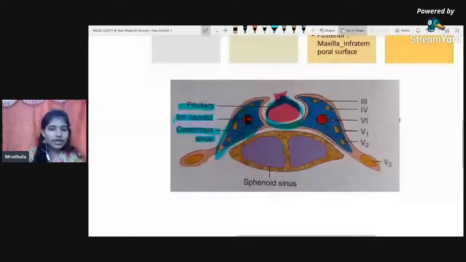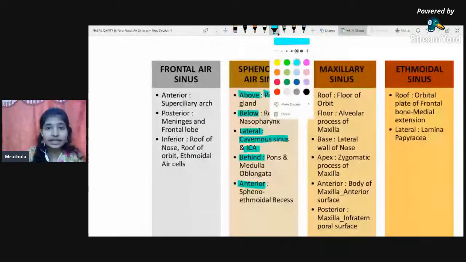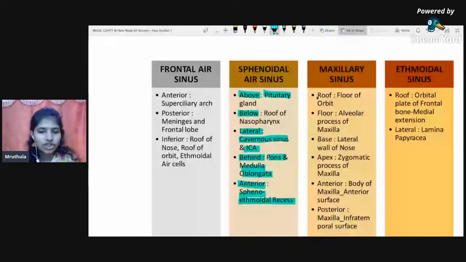The other two relations you can imagine by yourself, like how you said frontal lobe is found behind the frontal sinus. Behind the sphenoidal sinus, we have pons and medulla oblongata. So that's the posterior relation. And anterior relation, sphenoethmoidal recess. Now, there is one question for you. Where do we find the sphenoethmoidal recess? I mentioned this to you before when we talked about the lateral wall of the nose. I can give you a clue, it's found above some concha. Above which concha do we find sphenoethmoidal recess?